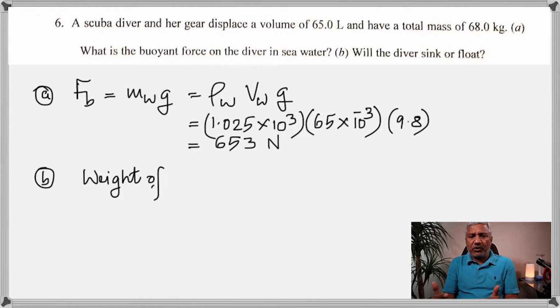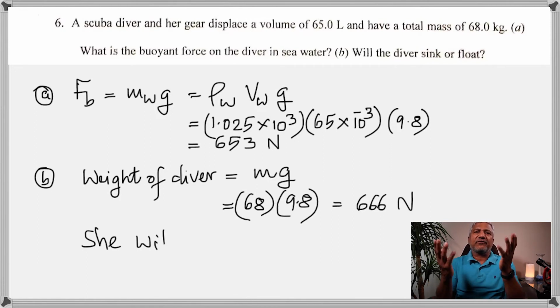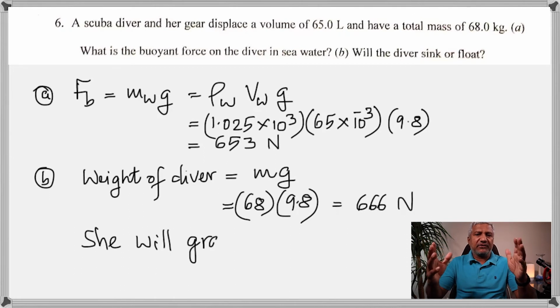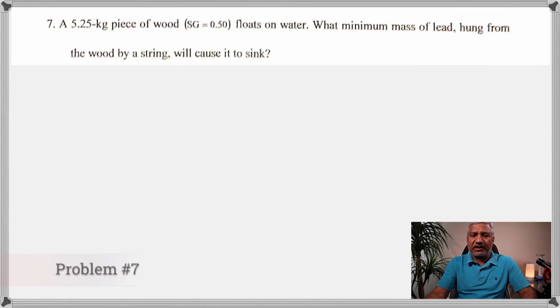Wait a minute. So she has a total weight of 68 times 9.8. That's the weight of the diver, 68 times 9.8. That comes out to be 666 Newton, but the buoyant force is only 653 Newton. That means she will sink, but she will only sink gradually because the buoyant force is almost equal to the weight of the diver. But she will surely sink. All right, let's move to number 7.